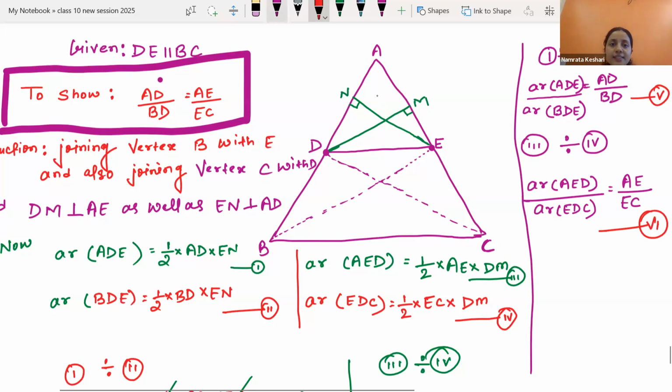Now focus on LHS. LHS of equation number 5 and equation number 6. In numerator, triangle ADE is there. And in here, in numerator, triangle AED, ADE. Can we say these two are same triangle? Can we say AED and ADE is the same triangle? Yes or no?